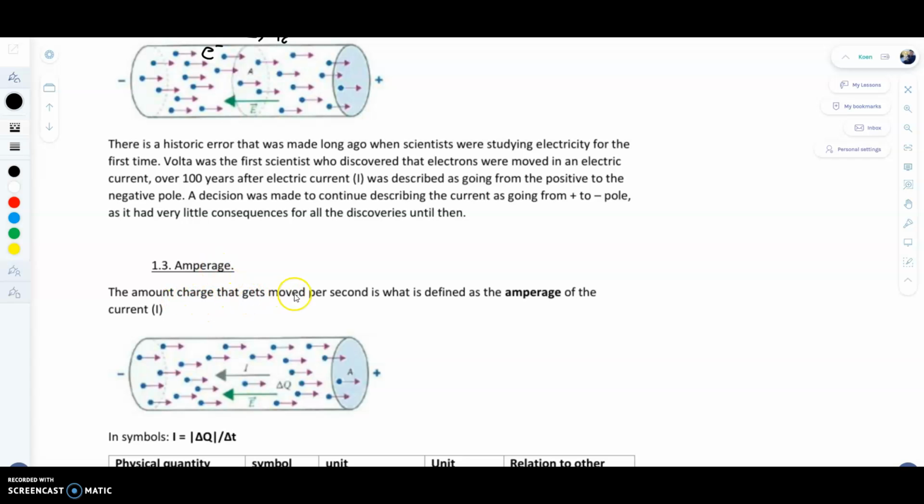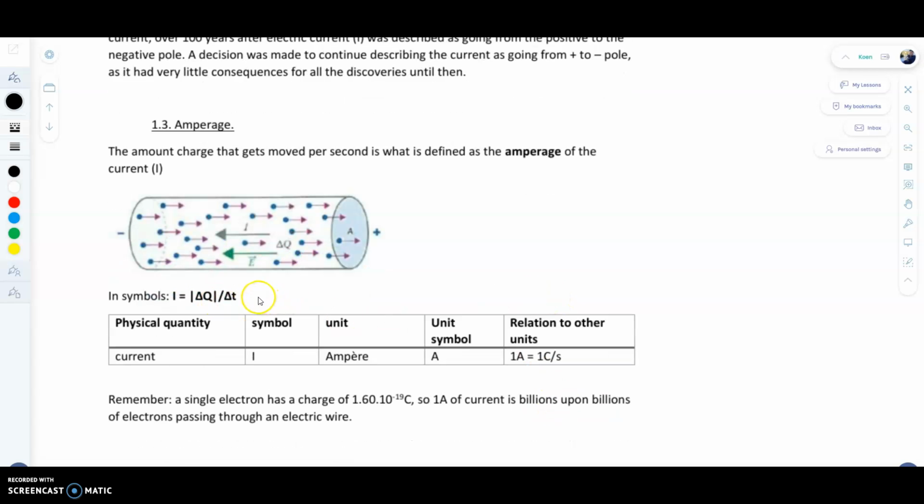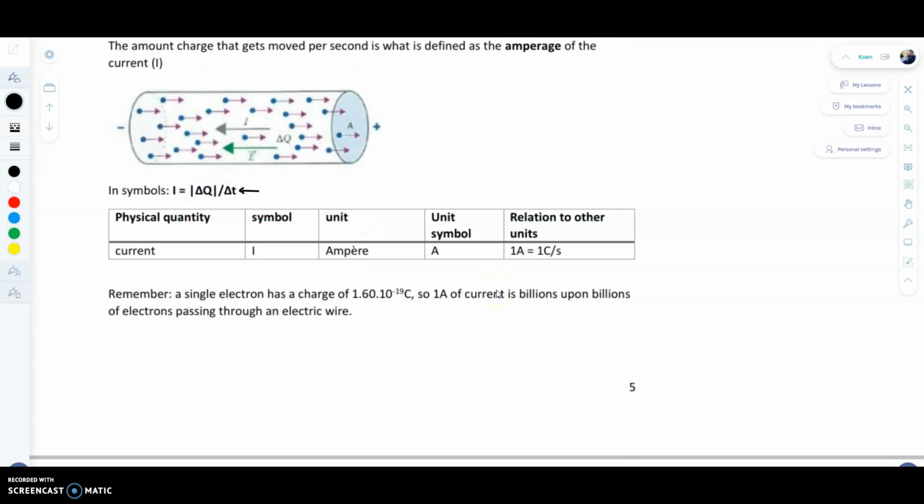The amount of charge that gets moved per second is what is defined as the amperage of the current. 1 ampere of current is essentially 1 Coulomb worth of charges. That is a whole lot of electrons, remember, because the elemental charge is very small. It is 1 Coulomb worth of charge moved per second in this case. And it leads us to this equation. For current, it is the amount of charge moved per second.